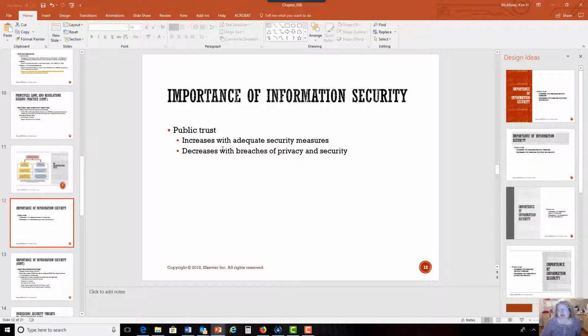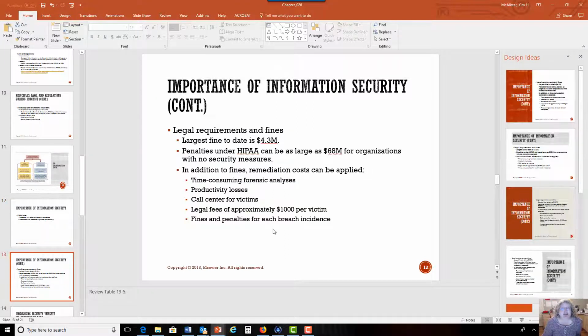Increasing security threats also happen because patients can access their own information and make changes. And the data is very attractive to hackers, and they've even started holding some people's health data for ransom, which is quite interesting. There are legal requirements and fines for maintaining privacy and security. The largest fine as of, I believe it was 2015, is $4.3 million. Penalties under HIPAA can be as large as $68 million for organizations that don't have any security measures. So if you're starting your own healthcare organization, be absolutely certain you've got security measures in place that meet the criteria. Otherwise, you'll be out of business and in debt forever.